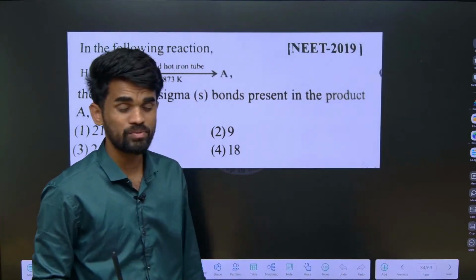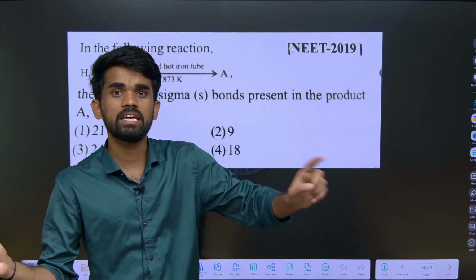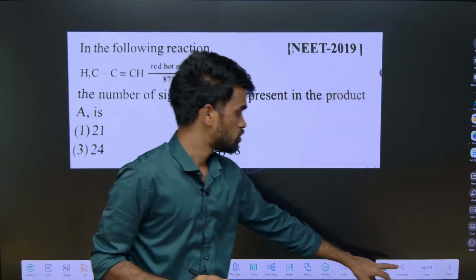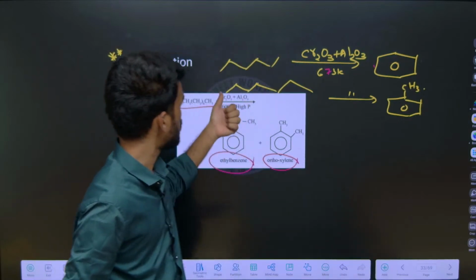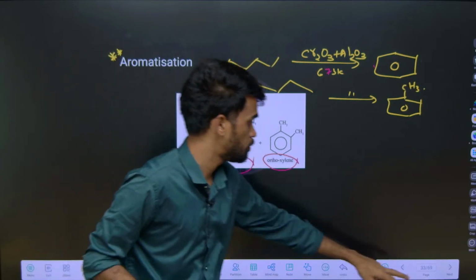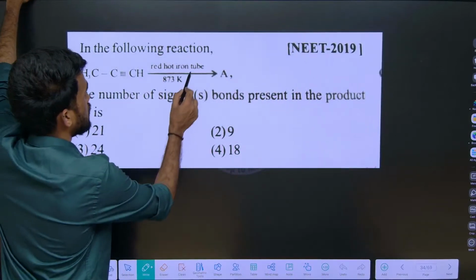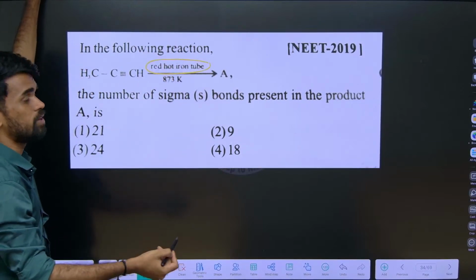So in aromatization what happens? A straight chain becomes an aromatic compound: hexane becomes benzene, heptane becomes toluene, like that you can remember. These conditions and the reagent they use are also important. Okay, next, see here, red hot iron tube. This is also used for aromatization.